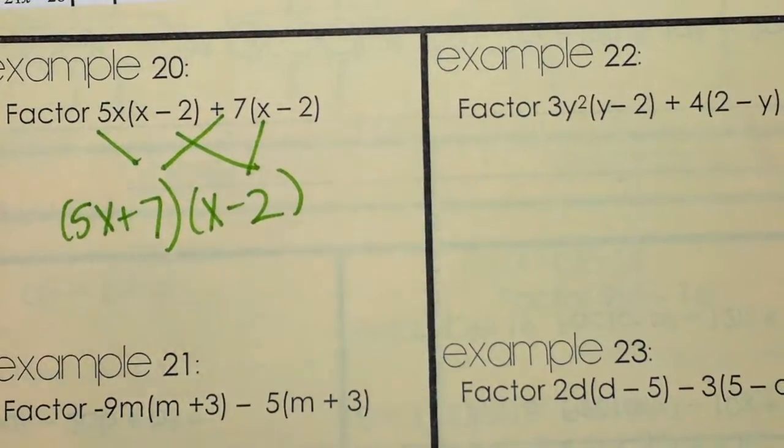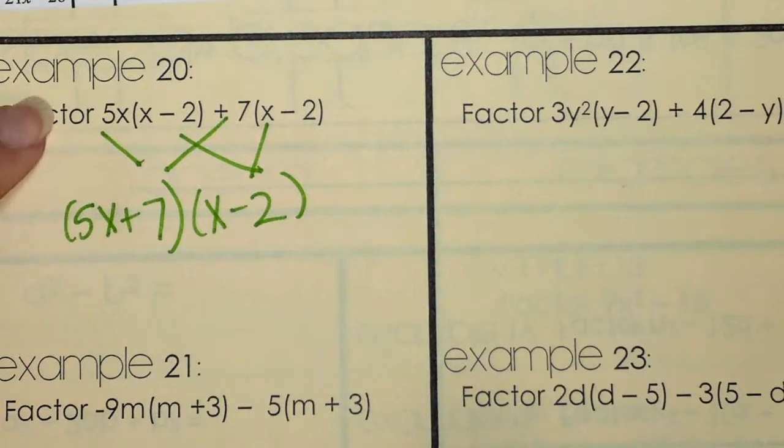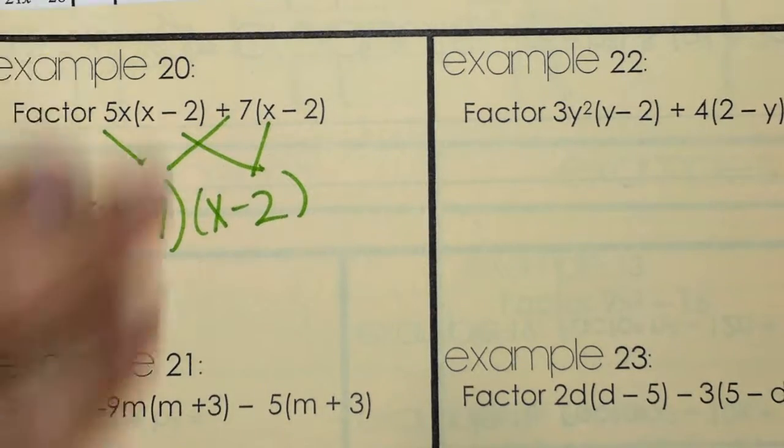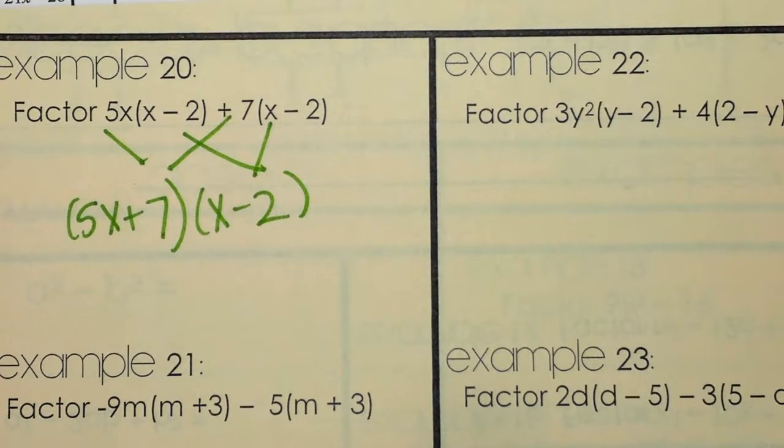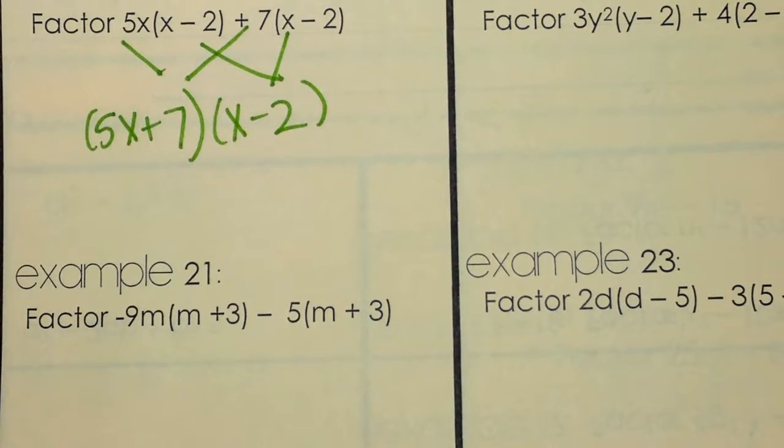So do example 21 without me. No, straight down. Go straight down. 20 and then 21's right below it. So go straight down. Let me move it up. Is that better?